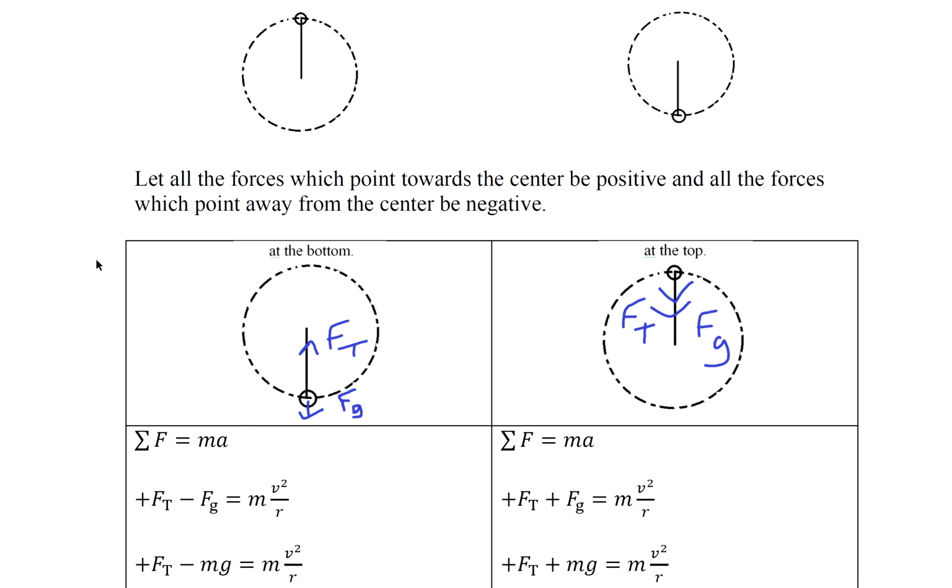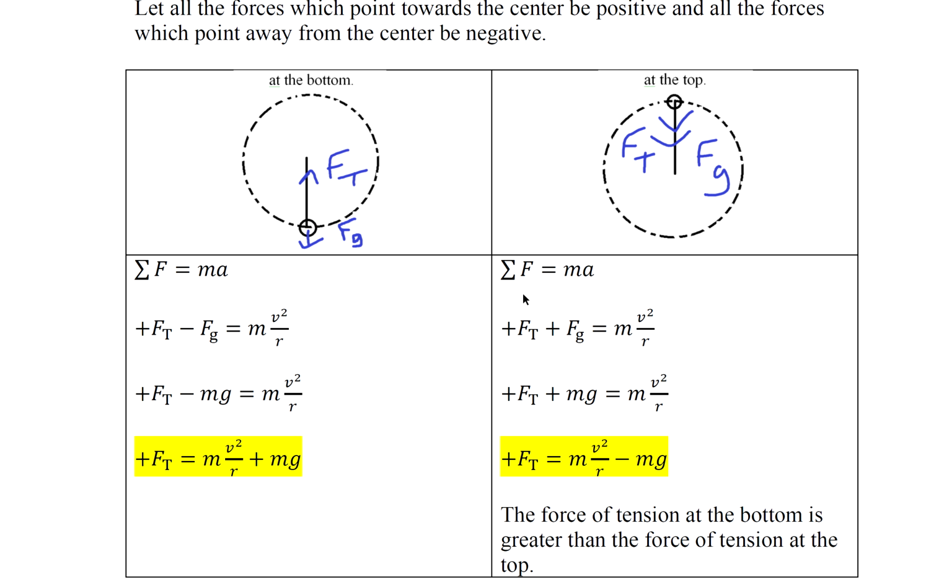So, at the top, sigma F equals ma. Sigma F is force of tension plus force of gravity.